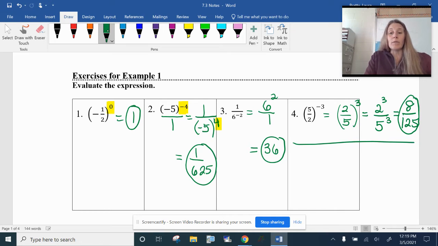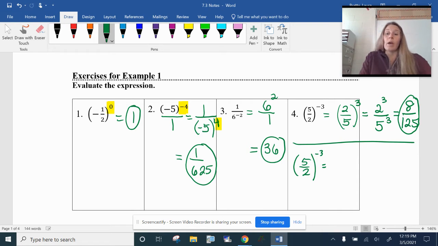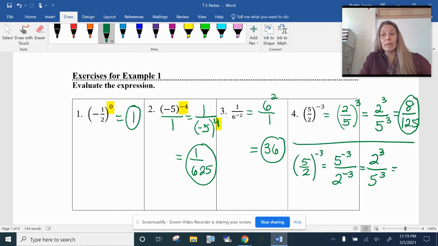Now the other option for this problem would have been to kind of distribute that exponent. So it would be 5 to the negative 3 over 2 to the negative 3. Then we would flip the 2 to the top, the 5 to the bottom, so we could make the exponents positive, and then it would still work out to 8 over 125.